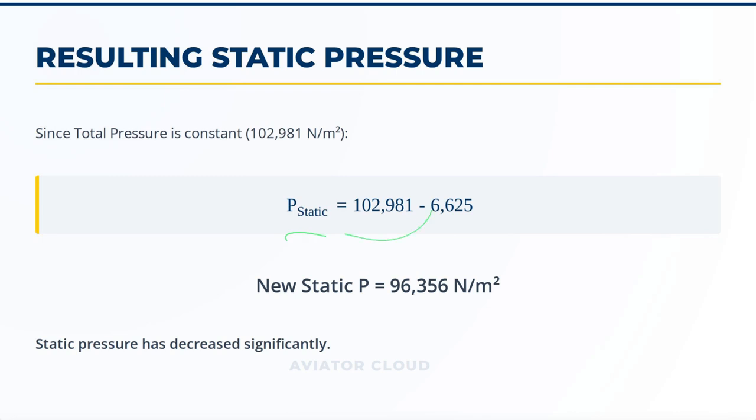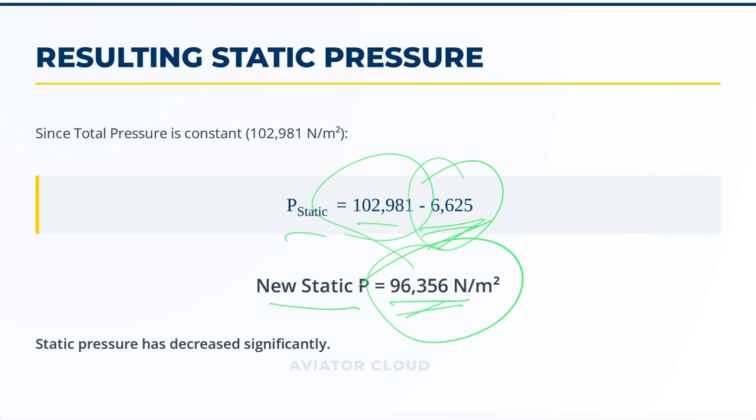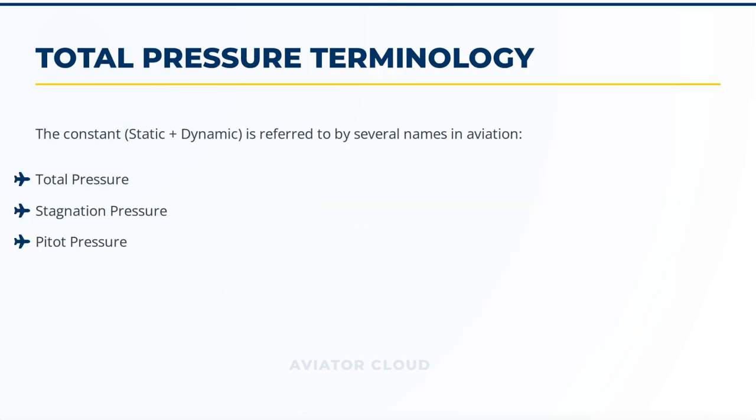Static pressure will be total pressure minus the new dynamic pressure. The new static pressure is 96356. What we need to understand is that this new static pressure value is less than 101325, the previous P. New P is 96356. This is just mathematical representation. You don't need to remember this or do this calculation. This is for your understanding.